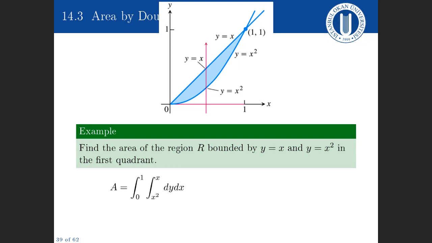Draw a vertical line. Where does the vertical line enter the region? Where does it leave the region? It enters at y equals x squared, and it exits at y equals x. So y must be between x squared and x.